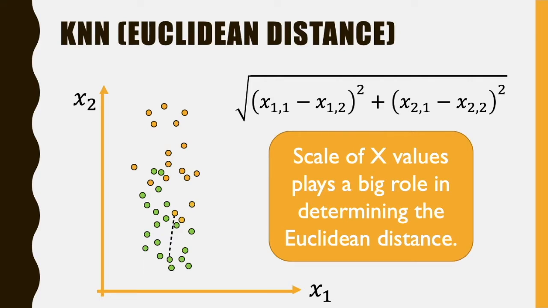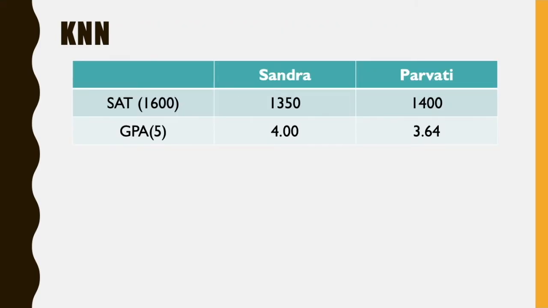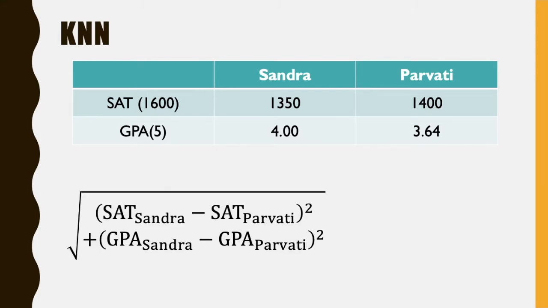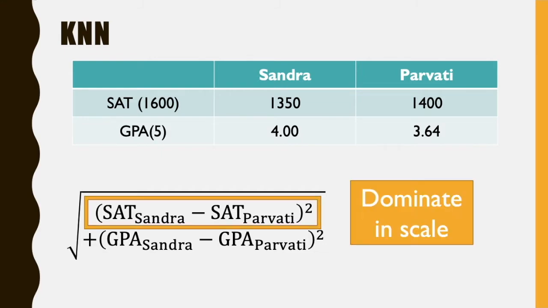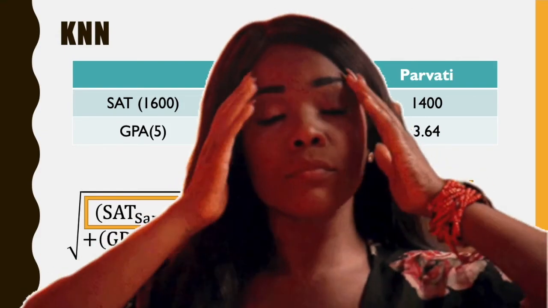Obviously, the scale of x values matters a lot to the Euclidean distance. For example, in this diagram, the variation in x2 values is of bigger scale, so x2 will affect the Euclidean distance more. Another example is Sandra and Parvati's academic records. When we compute the Euclidean distance of their academic records, we observe that since SAT is on a much bigger scale than GPA, the Euclidean distance is dominated by the difference in their SAT scores. The difference in their GPA has almost zero impact on the Euclidean distance. This can be very problematic.